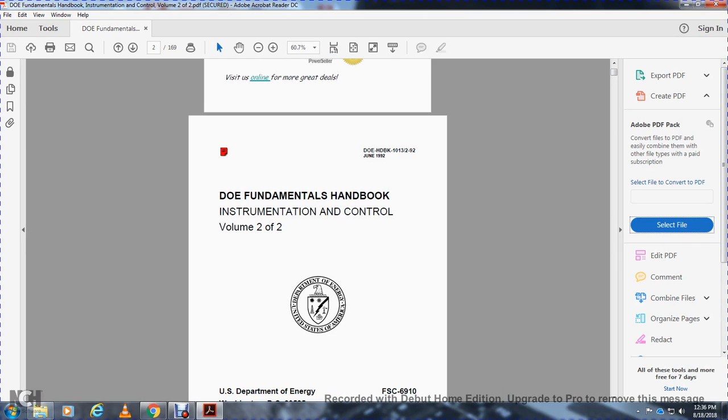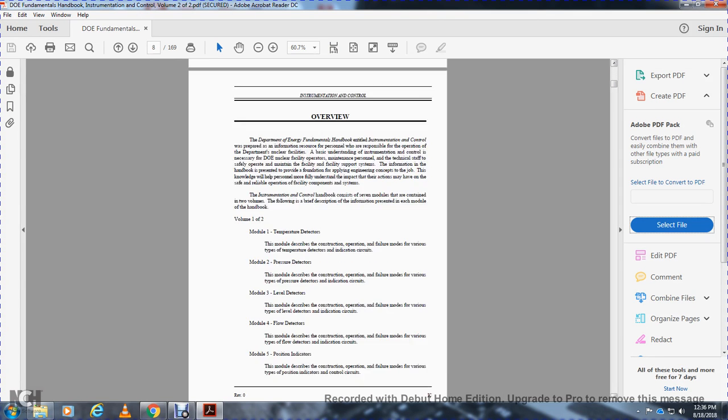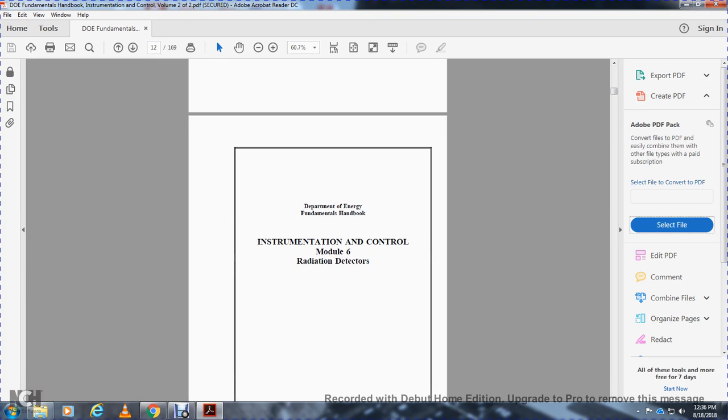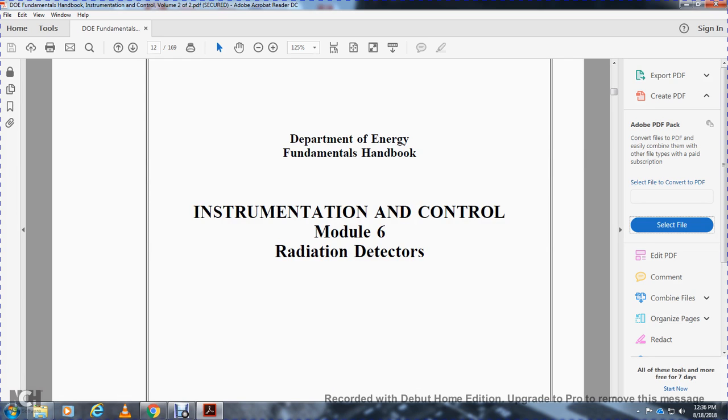Department of Energy Fundamental Handbooks, Instrumentation and Control, Volume 2 of 2. U.S. Department of Energy, Washington, D.C. 20585. Distribution Statement: approved for public release, distribution unlimited. FSC 6910. Department of Energy Fundamental Handbook, Instrumentation and Control, Module 6: Radiation Detectors.